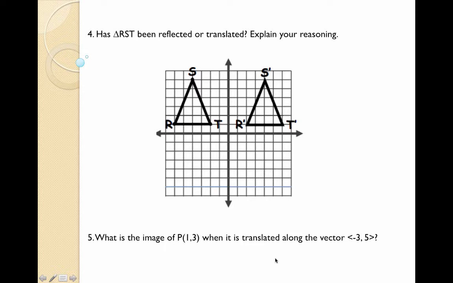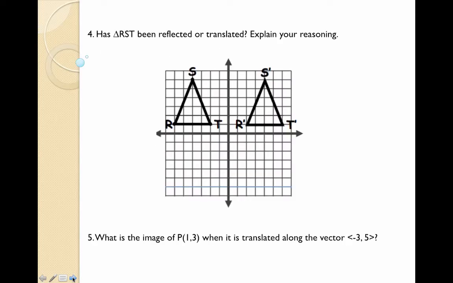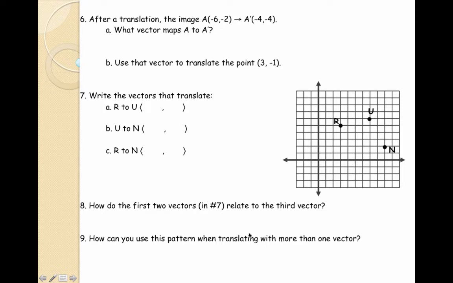Oops. Go back. Oh, wrong way. Okay, so how do the first two relate to the third? We just discussed that. If you add the first two, you get the third. So you can use that pattern: if I'm going to take one vector and then another and so forth, you can just add them up, and that'll give you the total vector path.